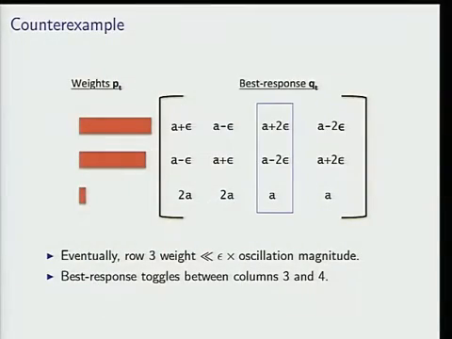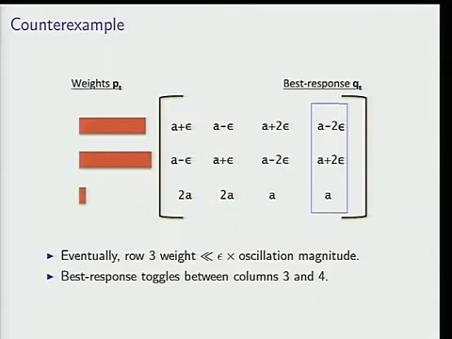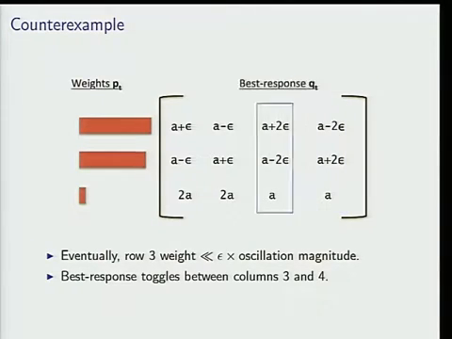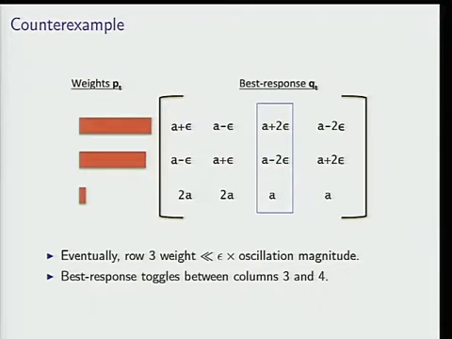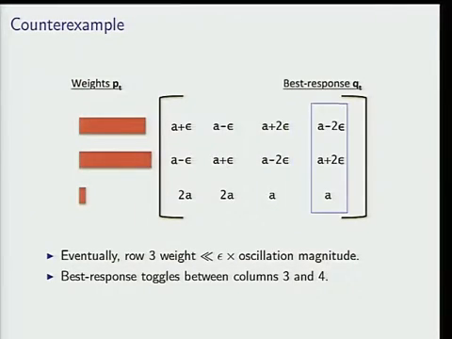And now it toggles between these two because the deviations here are slightly larger than the deviations here. And so as soon as the weight on that third row becomes less than basically the magnitude of this oscillation that's happening, it's going to flop over to just toggling between those last two columns, and it'll do that indefinitely.